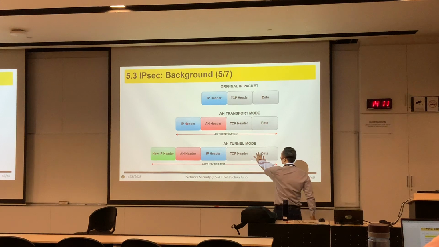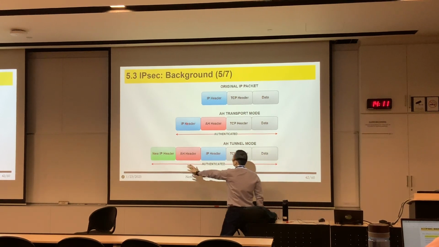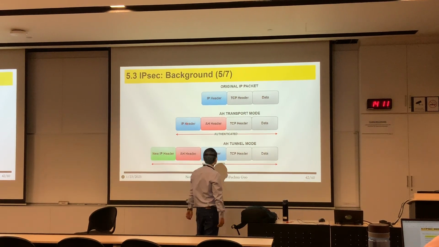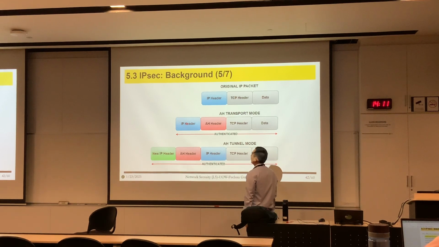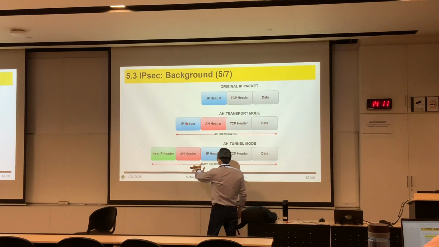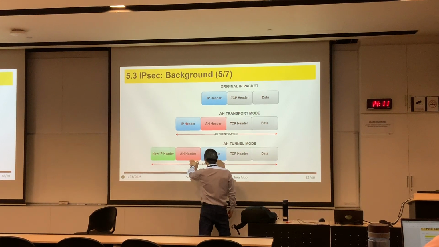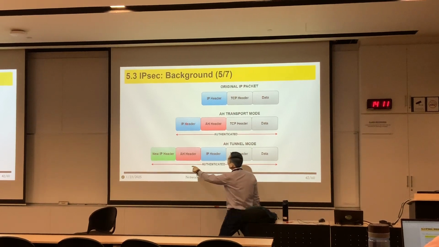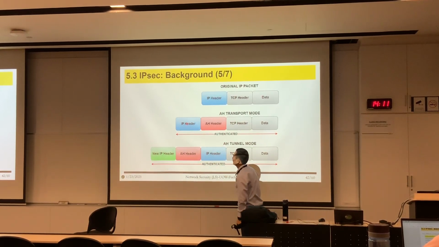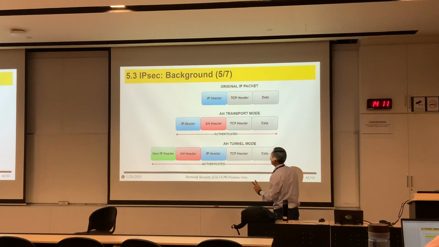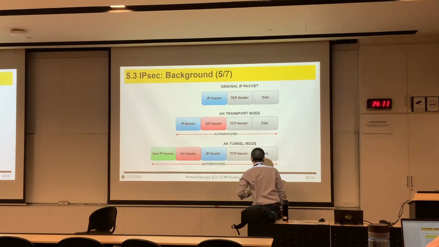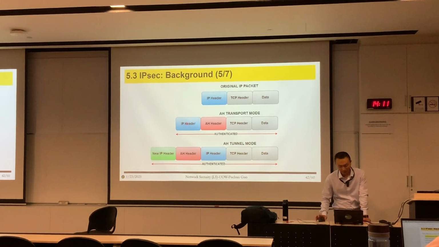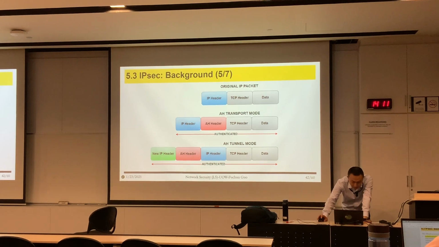But for tunnel mode, a new IP header will be created, followed by the header for the IPsec. So we will have this IP address and this IP address, two IP addresses inside. And this is for the AH purpose.